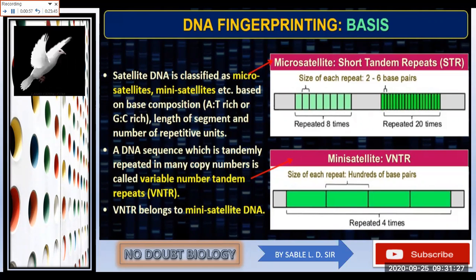A DNA sequence which is tandemly repeated in many copy numbers is called VNTR, variable number tandem repeats. This term is also asked in MCQ examinations: what is meant by VNTR? VNTR means variable number tandem repeats.